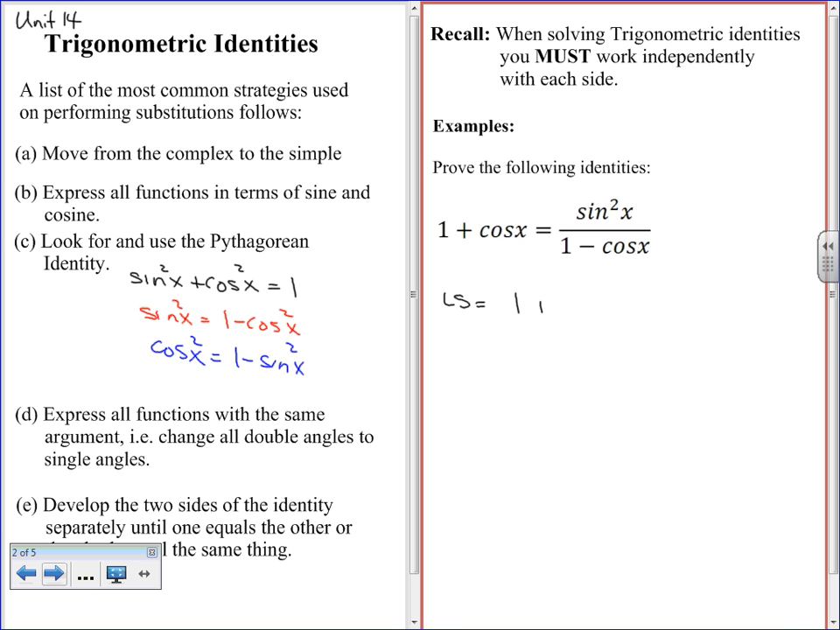I have 1 plus the cosine of x. Okay, so is there anything I can do with that, 1 plus the cosine of x?